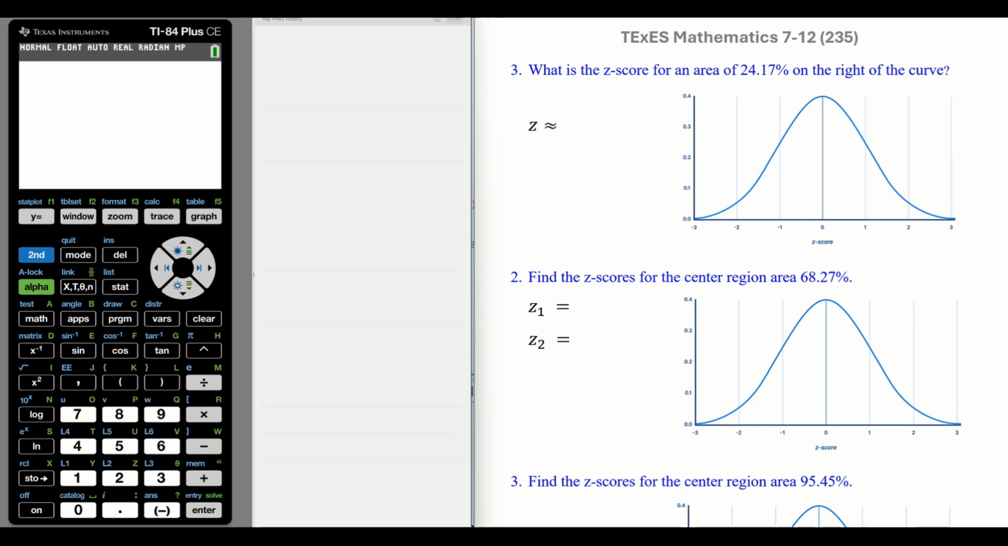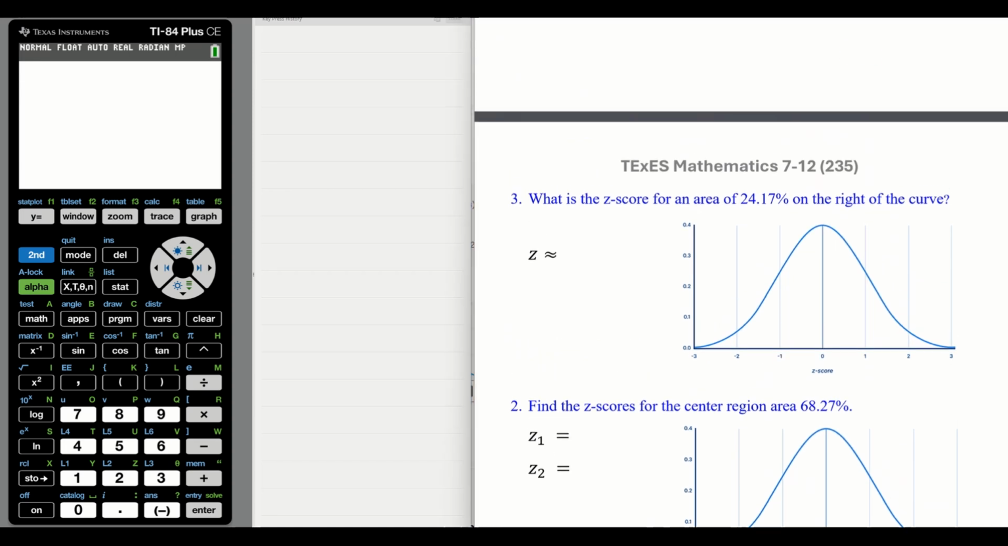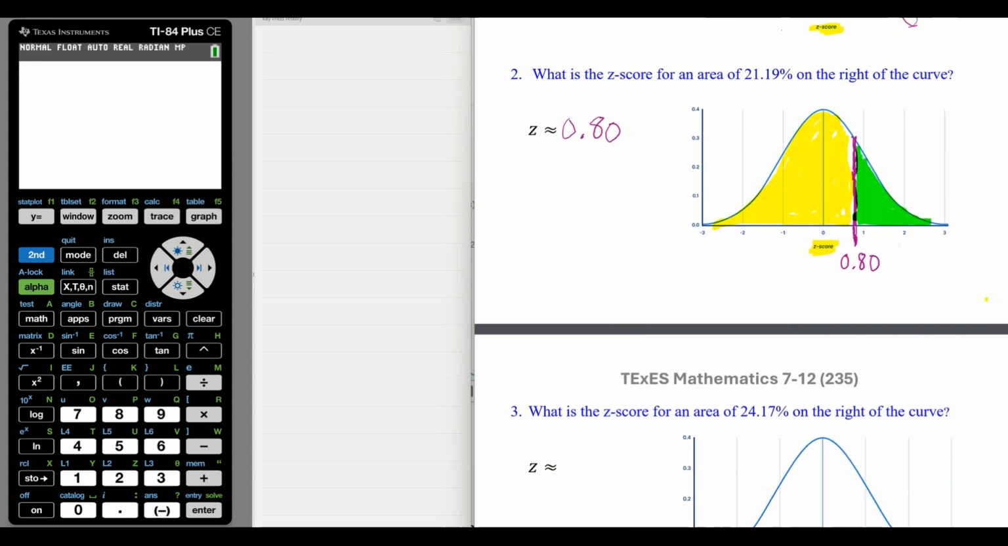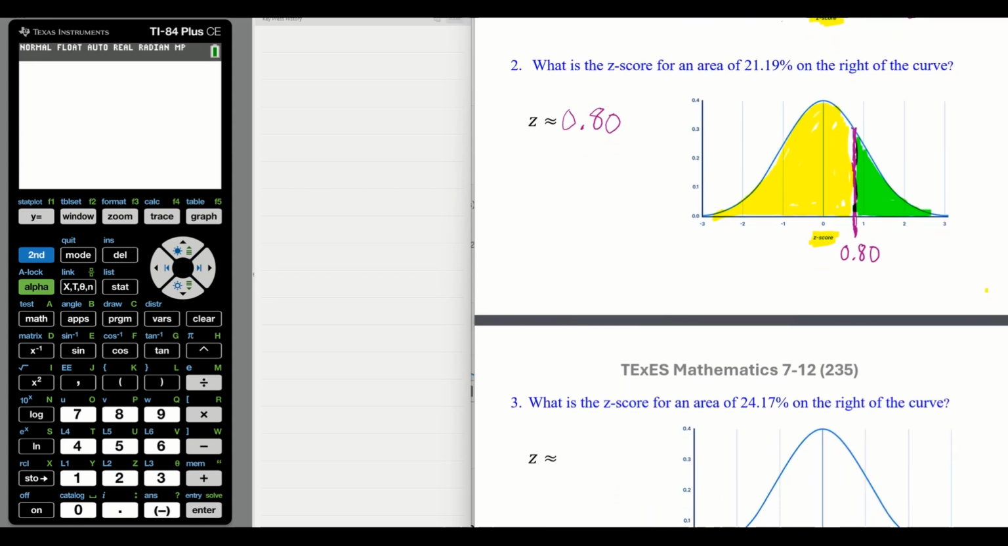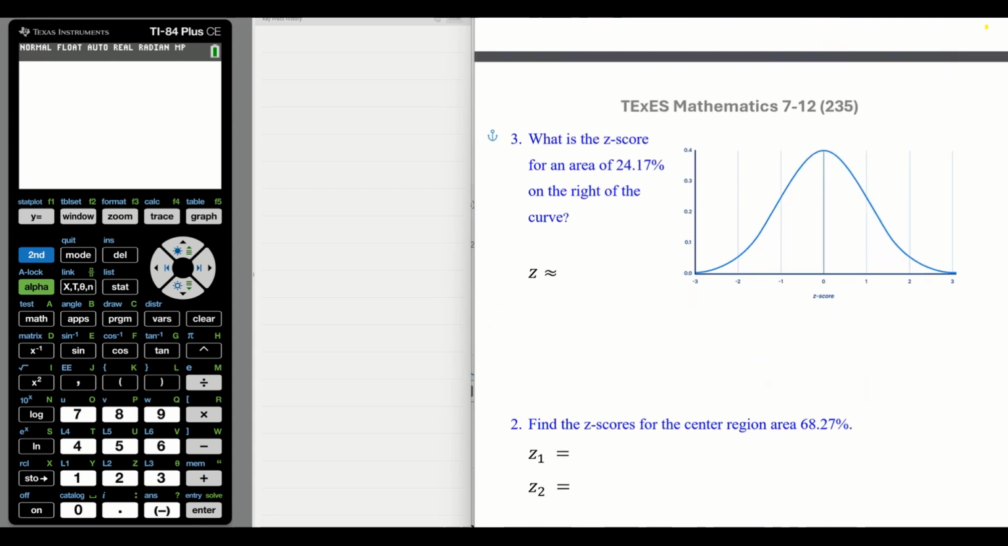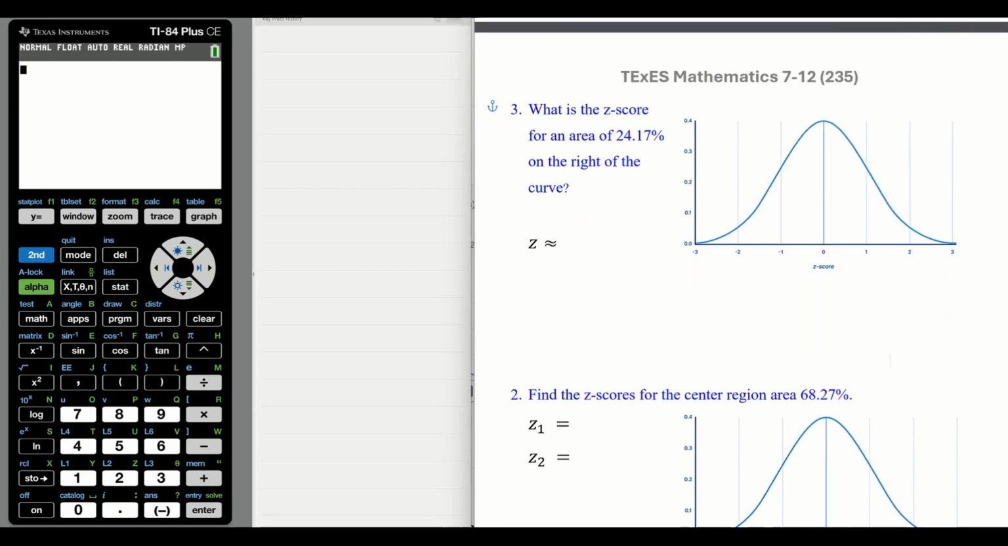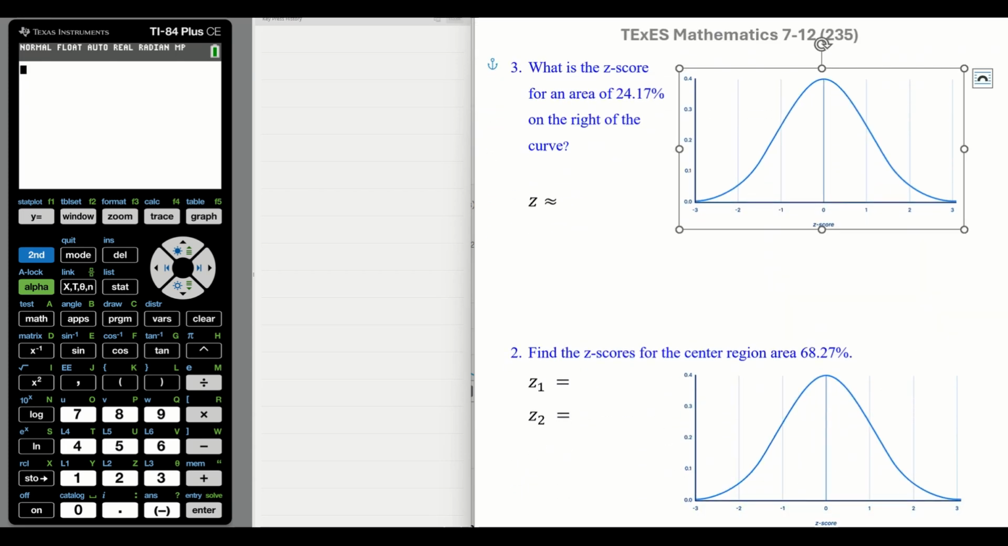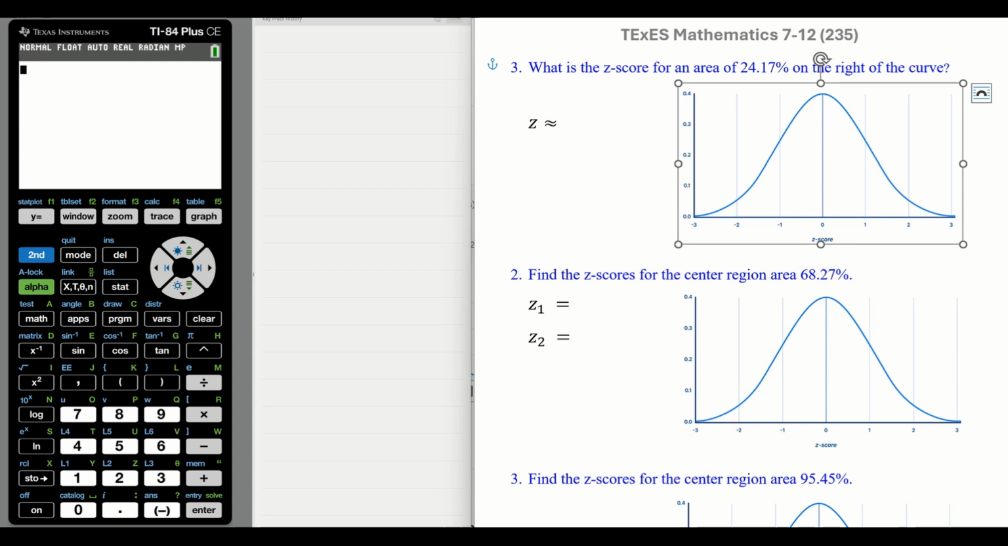Number 3. What is the z-score for an area of 24.17% on the right of the curve? Well, in the last video, I just realized we didn't color in right or left. Let me scroll up. But what we did, I colored it in for you. If we were saying on the right side, it would be the green. The truth is, it doesn't matter. We could have identified the left side. So we'll say on the right side.